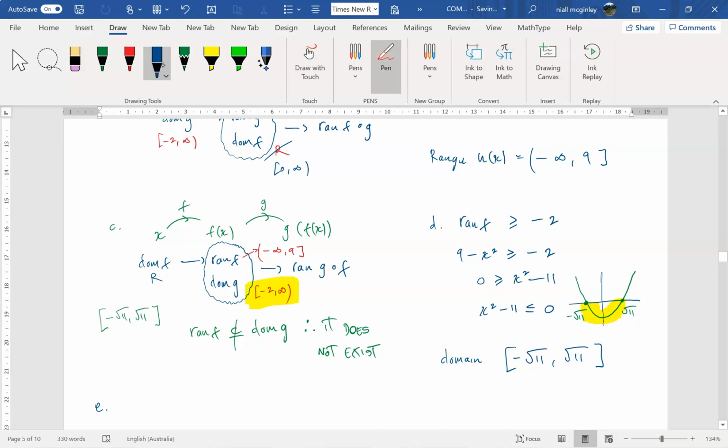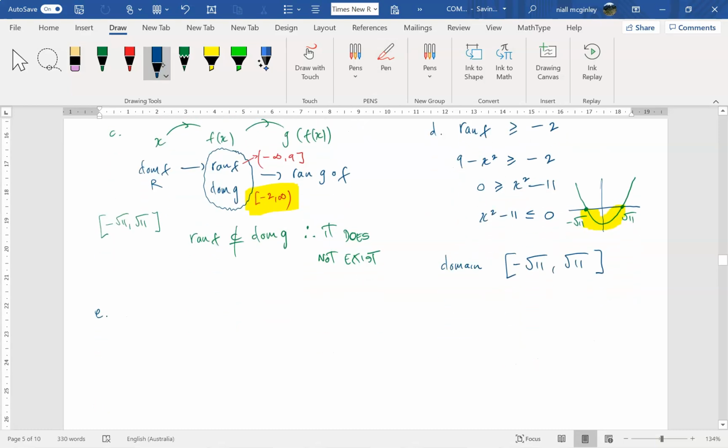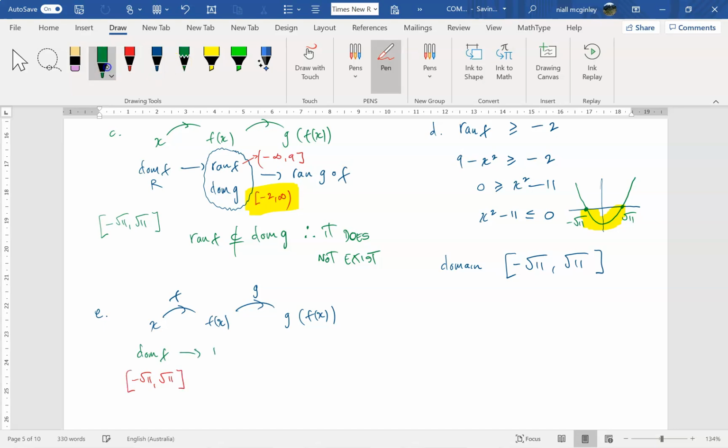So this range, you see, is going to now not be this anymore. Okay, I'll maybe write it down here. So if we've got x, and we're going to f of x, and then we're going to g of f of x, it's all changed now. So we get f and g. So we know that starting off with the domain of f, the domain of f we know is going to be minus root 11 to root 11. Okay, and that's going to map into the range of f.